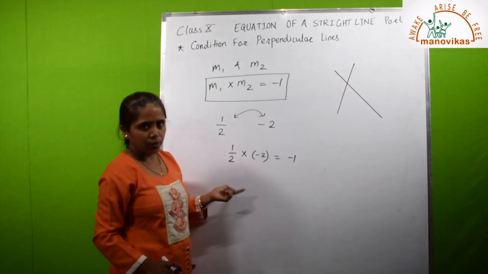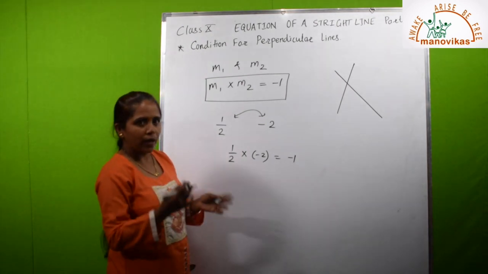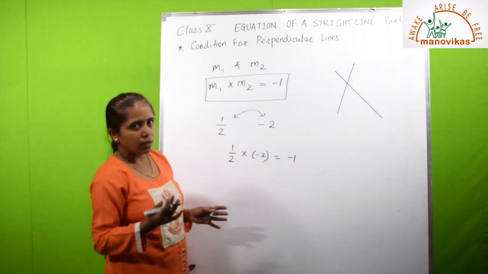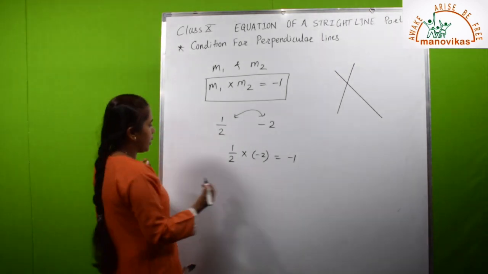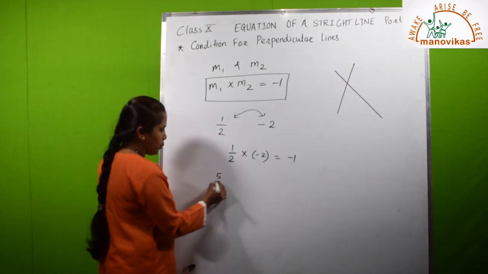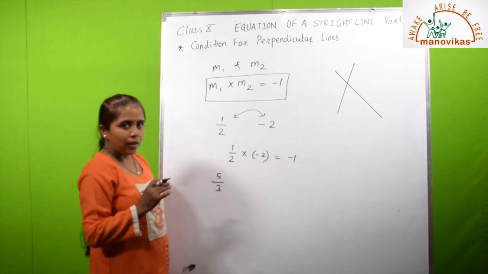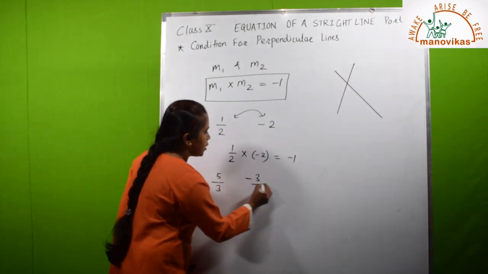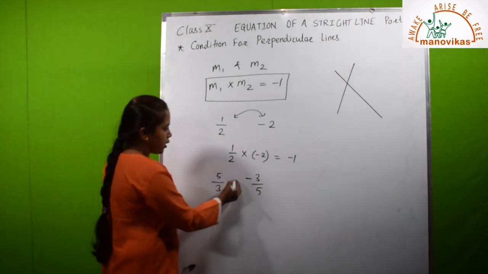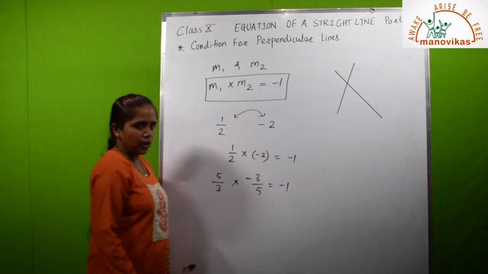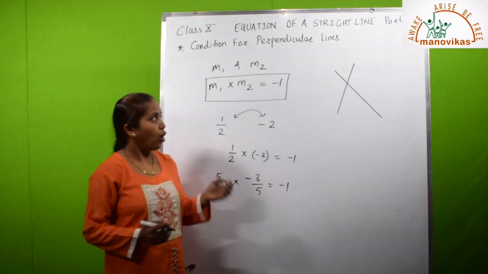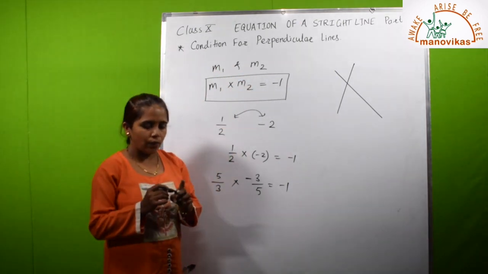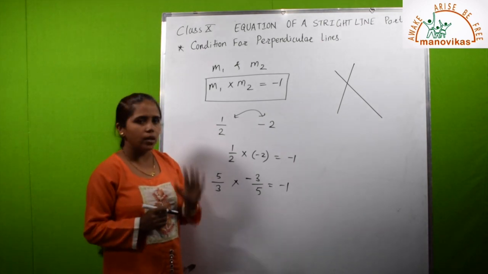Now using this condition you can find the slope. If you don't know the slope of one line, we can find it using the condition. How to find? Suppose the slope of one line is 5/3. Then a line perpendicular to this given line has the slope -3/5. If you see, again the product is -1. This is the condition for non-vertical lines when they are perpendicular to each other. Understood? Now we'll see how to solve the sums using this condition.